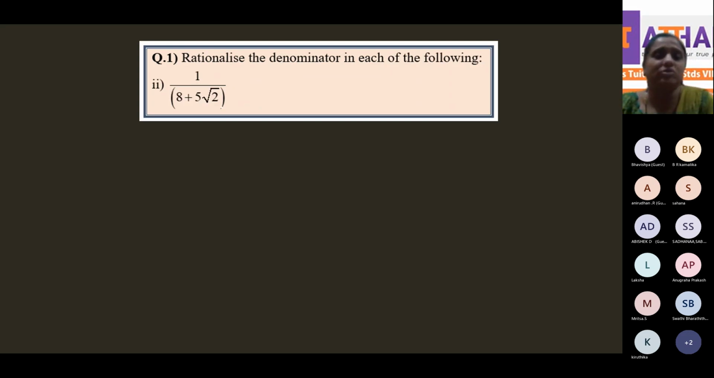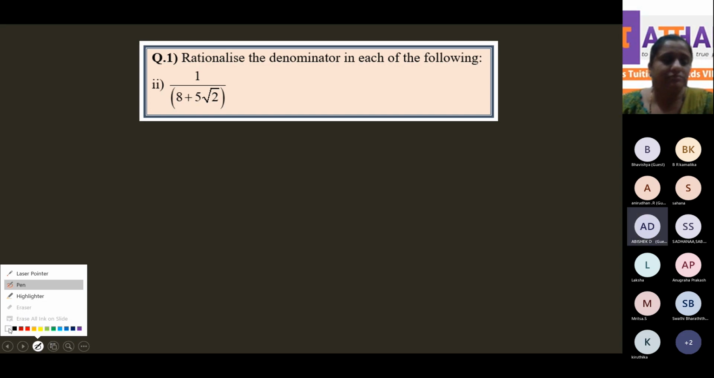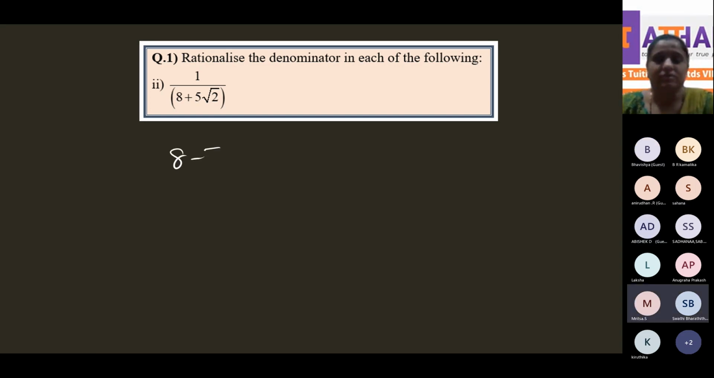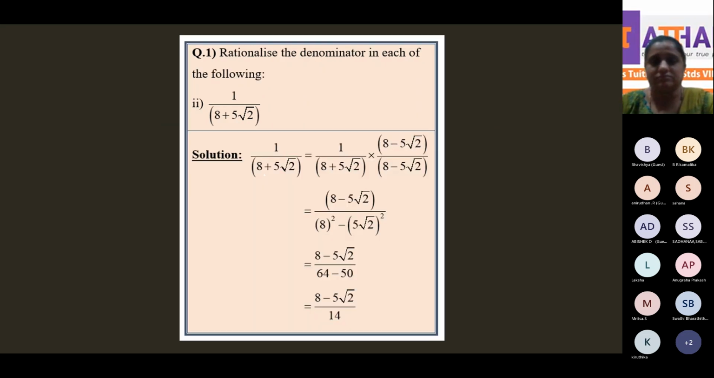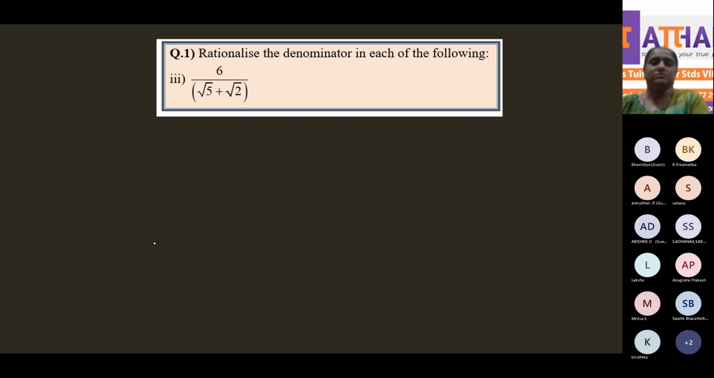Now see here, children. Tell me the conjugate of this denominator. Ma'am, 8 minus 5 root 2. That's all. So you should multiply and divide by 8 minus 5 root 2. What's the conjugate here? Ma'am, root 5.